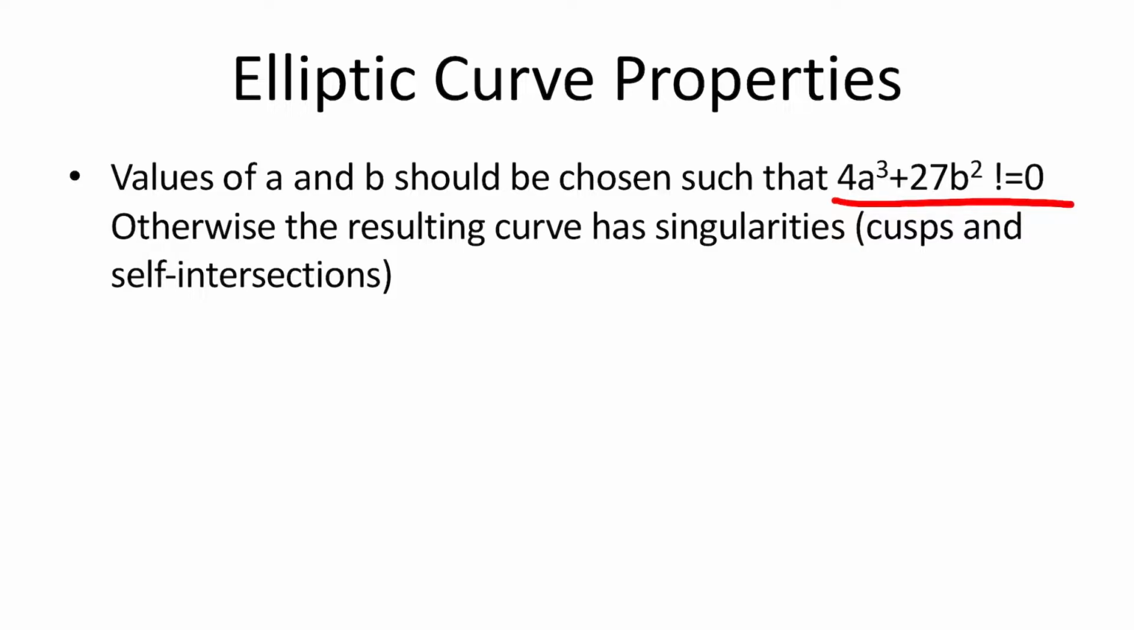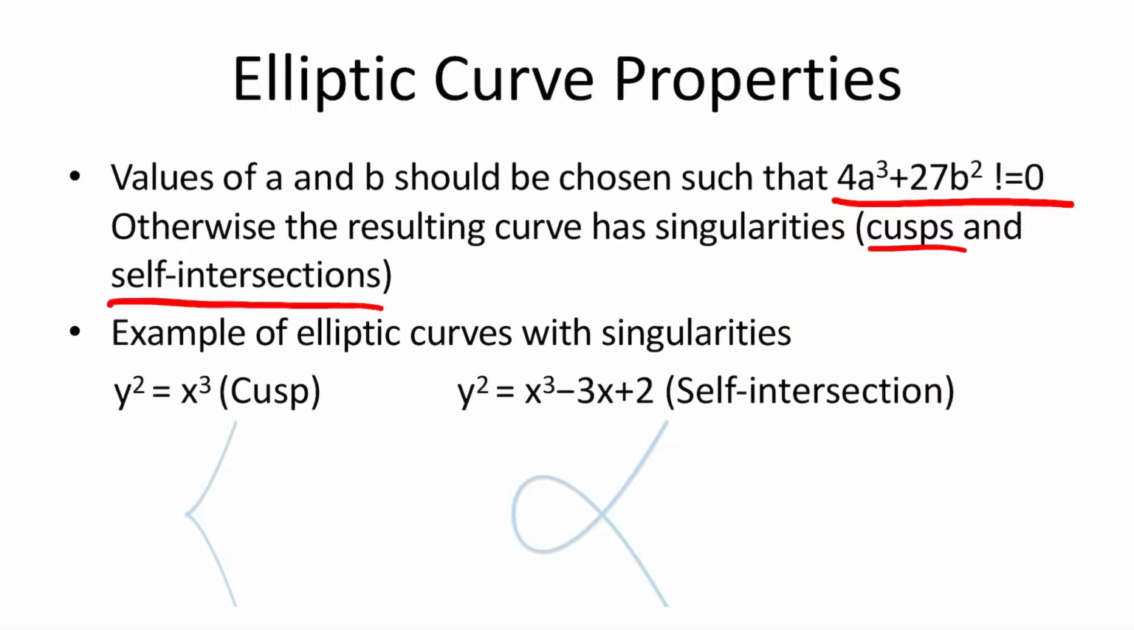Otherwise, it results in an elliptic curve with singularities, causing either what is known as a cusp or a self-intersection. For example, the left curve right here has a equal to 0 and b equal to 0. That's why we have y squared equal to x³ as the resulting equation. So if you plug in a equal to 0 and b equal to 0 into this equation, you will see that it gives you 0.